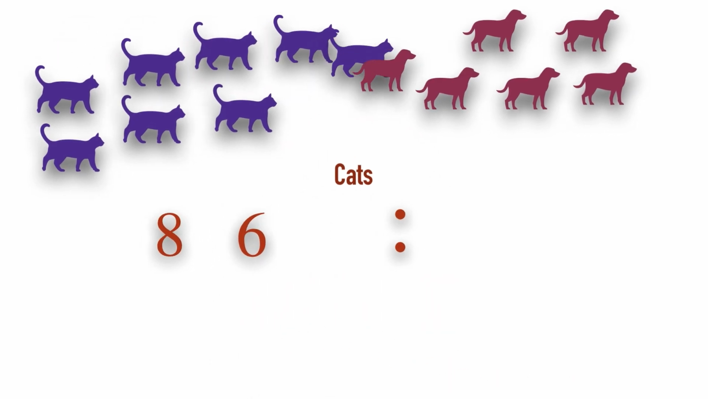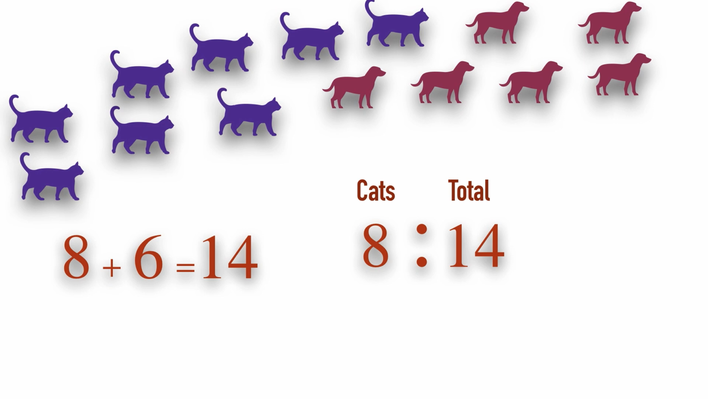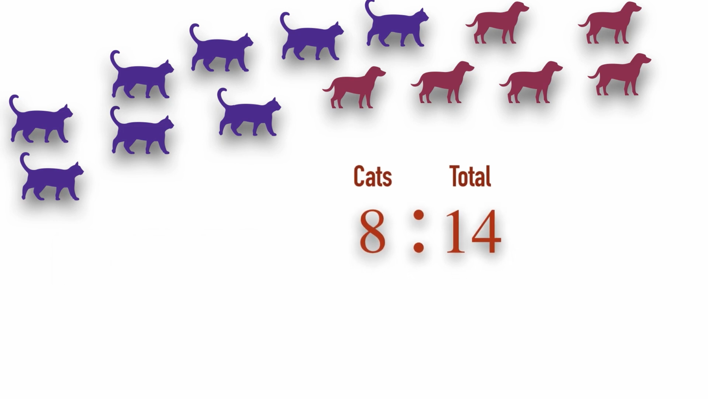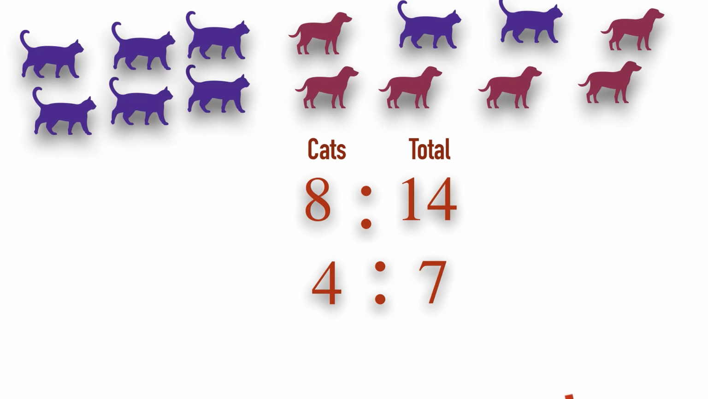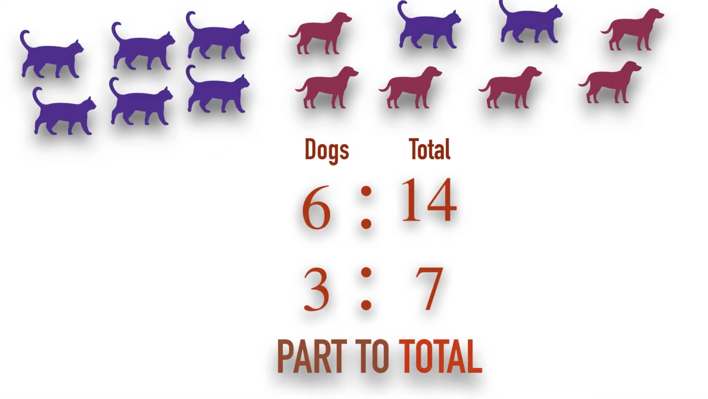However, if we compare the ratio of the number of cats to total animals, it would be 8:14, since there are 8 cats plus 6 dogs, which is a total of 14 animals altogether. And this can be divided by 2 to give you the ratio in its simplest form as 4:7. This is an example of part-to-total ratio, as you are comparing cats with total animals. Similarly, the ratio of dogs to total number of animals is also a part-to-total ratio.